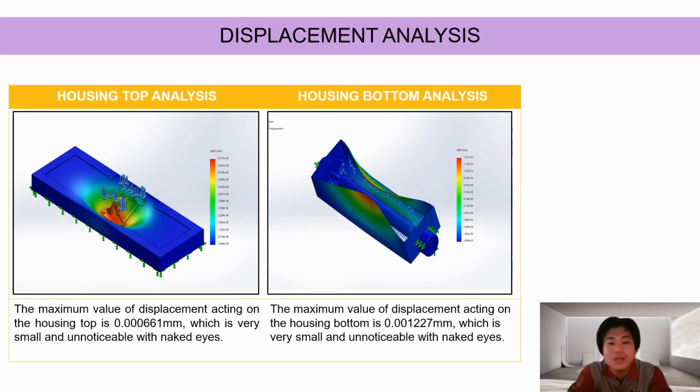For the displacement analysis, the maximum displacement acting on the top of the housing is 0.661 micrometer, and the maximum displacement acting on the bottom of the housing is 1.227 micrometer. Both are very small and undetectable. That is my part.